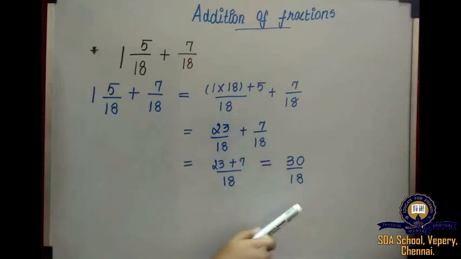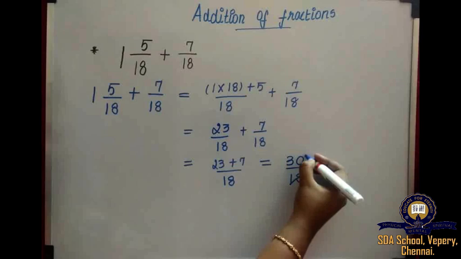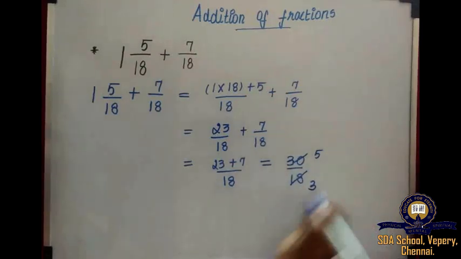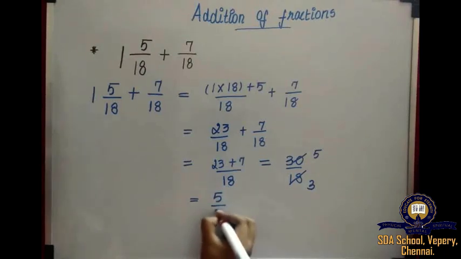So look here, we can also simplify the fraction. 30 by 18. Both go in what tables? 6 tables. 6 3s are 18. 6 5s are 30. So it is 5 by 3.